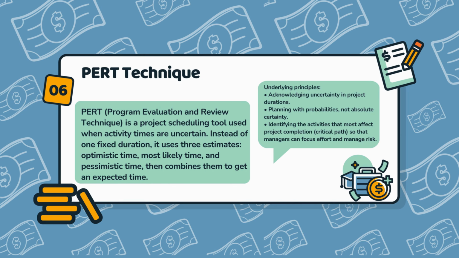There are 3 underlying principles under this technique. The first one is acknowledging uncertainty in project durations. The second one is planning with probabilities, not absolute certainty. And the last one is identifying the activities that most affect project completion, which is the critical path, so that managers can focus effort and manage risk.